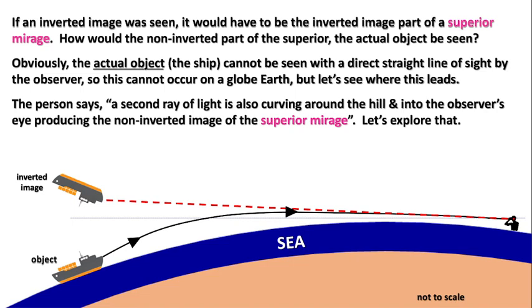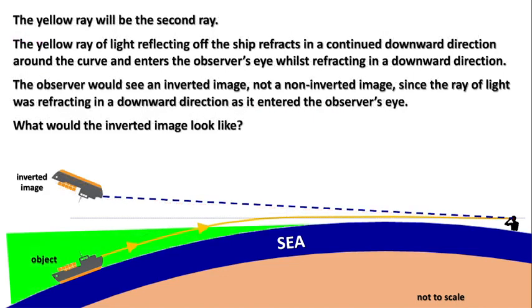The person says a second ray of light is also curving around the hill and into the observer's eye, producing the non-inverted image of the superior mirage. Let's explore that. The yellow ray will be the second ray. The yellow ray of light reflecting off the ship refracts in a continued downward direction around the curve and enters the observer's eye whilst refracting in a downward direction.